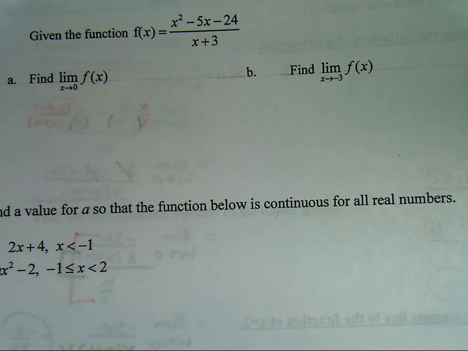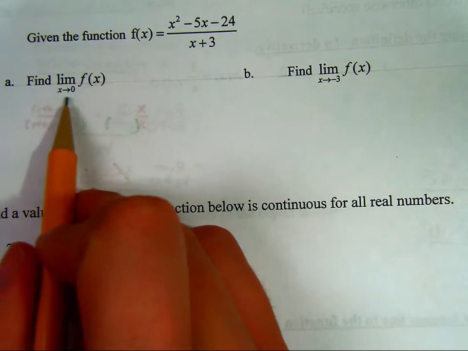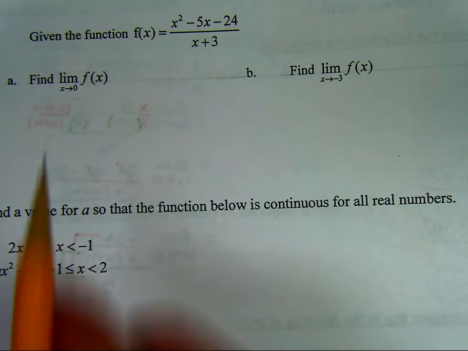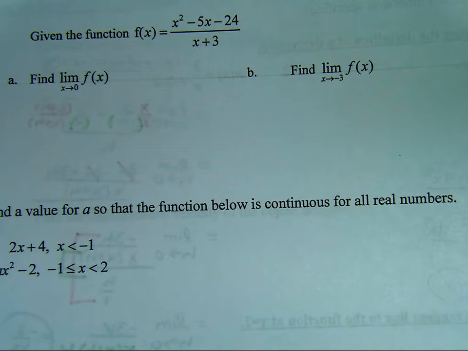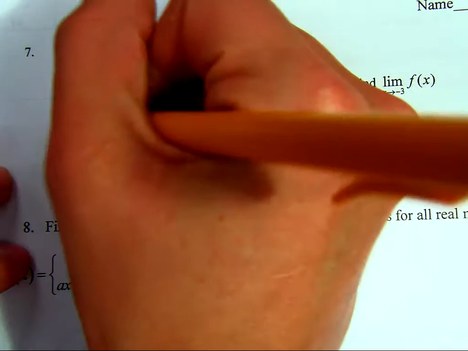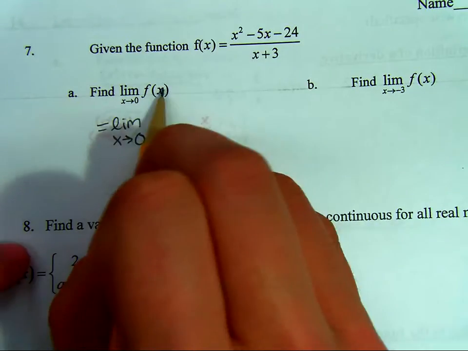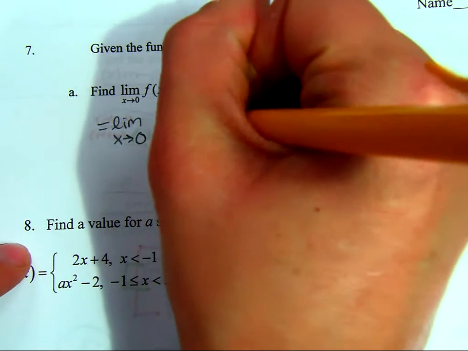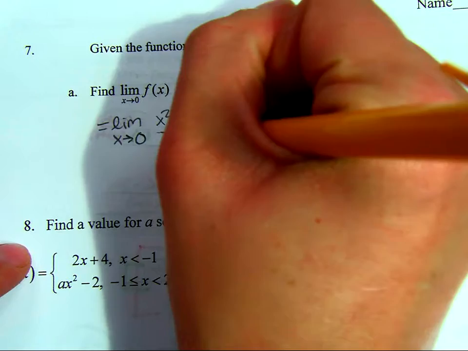Hey guys, in this video I'm going to go over the second page of the review worksheet talking about limits. If you're looking at the limit as x approaches a number, like 0 or -3, remember you can always try to just plug the number in. So I might just rewrite this for part A. Limit as x approaches 0 of, instead of f of x, let's write what the function is. It's x squared minus 5x minus 24 all over x plus 3.